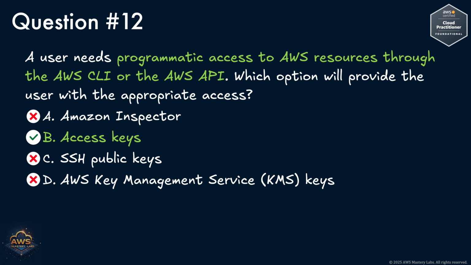Option B. Access keys. This is the correct answer. Access keys are composed of two parts, an access key ID and a secret access key, and are used to authenticate programmatic requests made via the AWS CLI, SDKs, or APIs. When a user or application presents these credentials, AWS verifies their identity and permissions via IAM. Access keys are tied to an IAM user or role, and should be managed securely and rotated regularly. Option B is correct, because it is the standard method for enabling programmatic access to AWS resources.